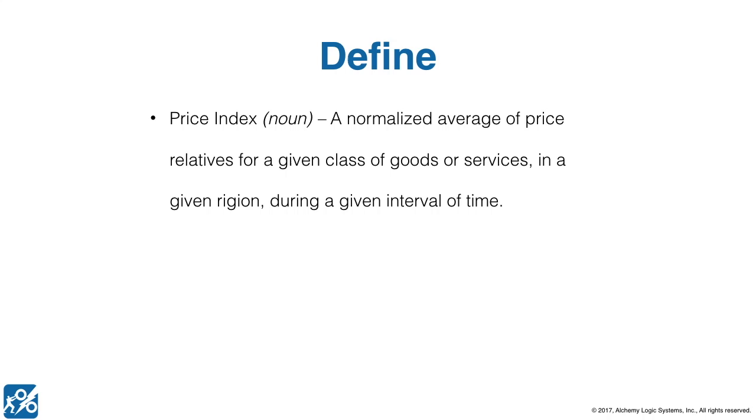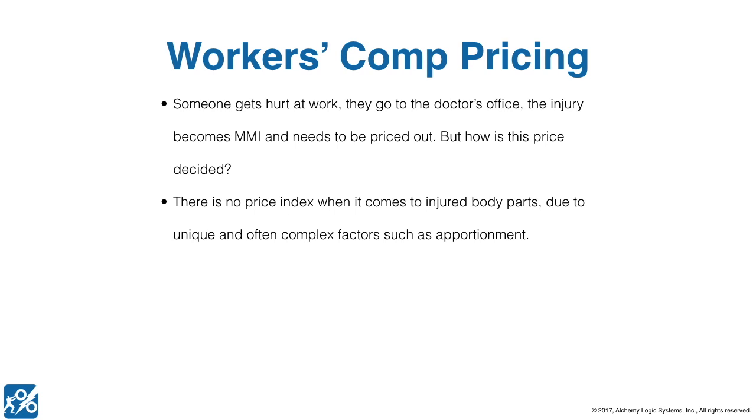Workers' compensation is no different, and today we're going to explore a little bit about the pricing of work injury with regards to impairment rating. In workers' compensation pricing, someone gets hurt at work, they go to the doctor's office, the injury gets treatment, becomes MMI or maximally medically improved, and now needs to be priced out. How is this price decided?